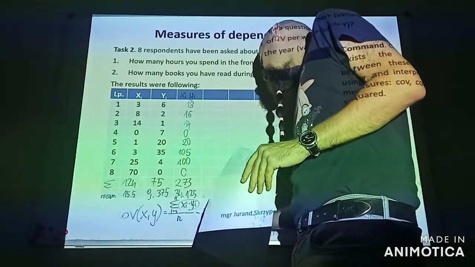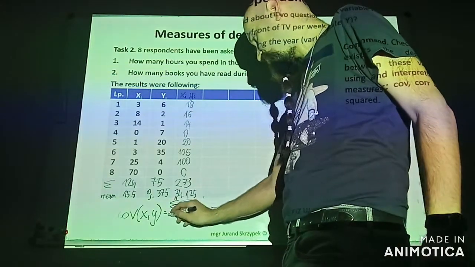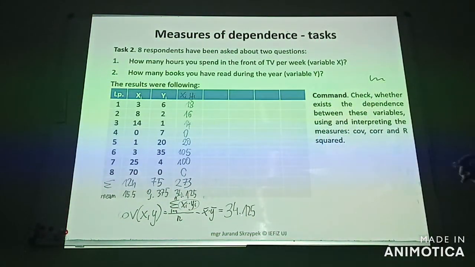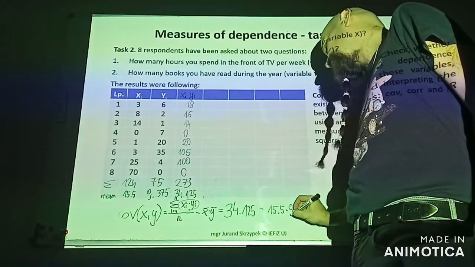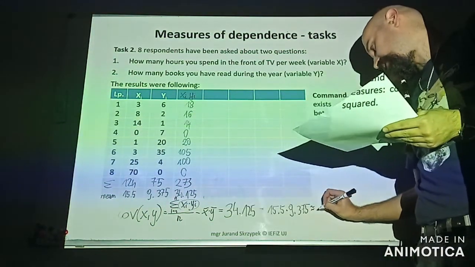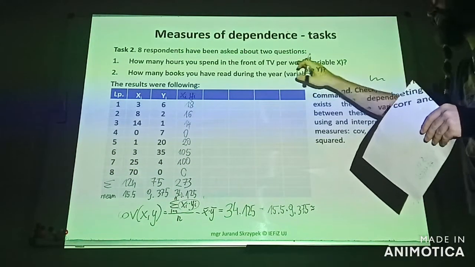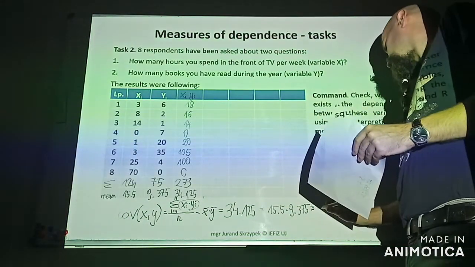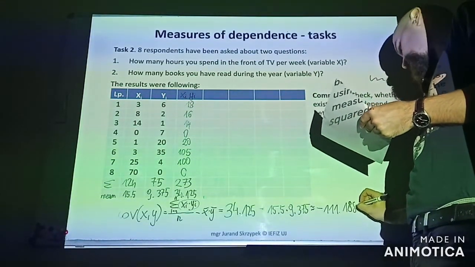In our example we have 34.125. It's the average product of x and y values minus 15.5 multiplied by 9.375, and then the covariance between reading abilities and time spent in front of TV is minus 111.188 according to Excel.